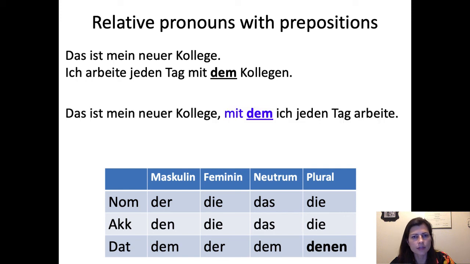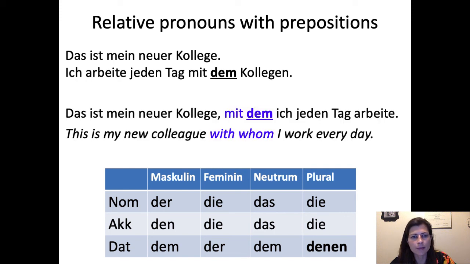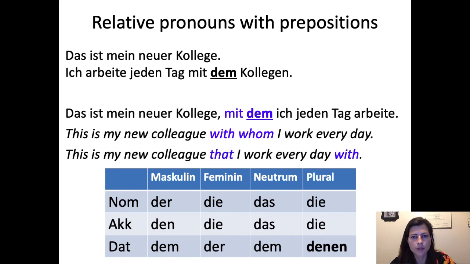So, das ist mein neuer Kollege, mit dem ich jeden Tag arbeite. This is my new colleague with whom I work every day, mit dem. Or maybe that I work every day with. And so mit is always going to be dative, so that's why it's mit dem.